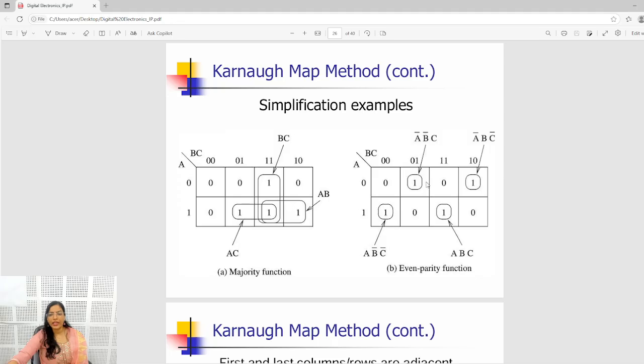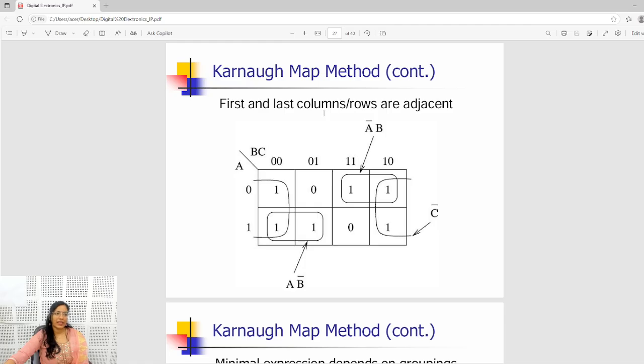For this one individually, it corresponds to A bar, B bar, and C. For this it corresponds to A bar, B, C bar. For this we have A because here it is 1, and since it is 0 0 here we get B bar, C bar, and for this one we have A, B and C.